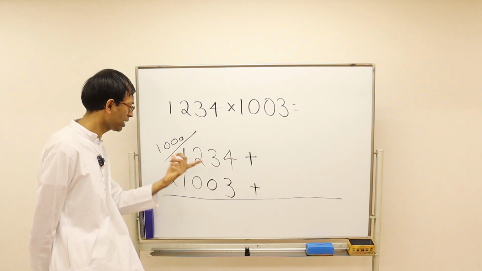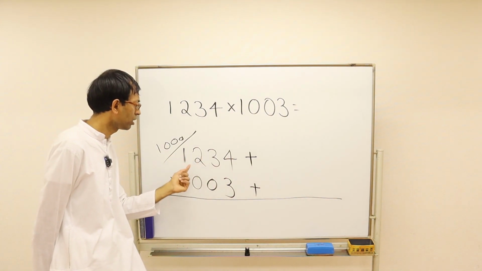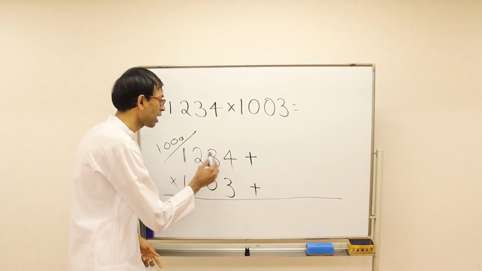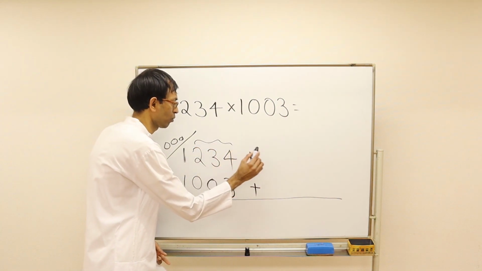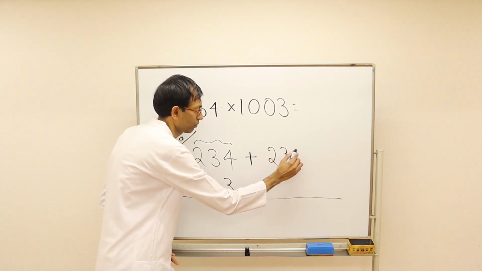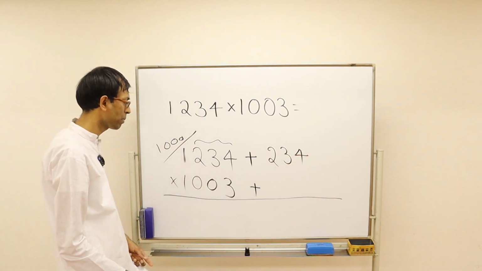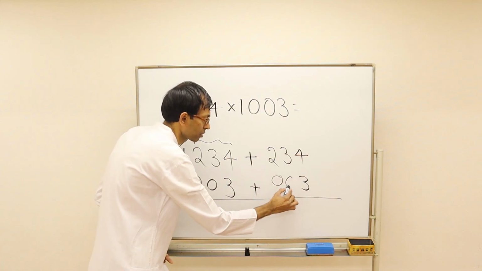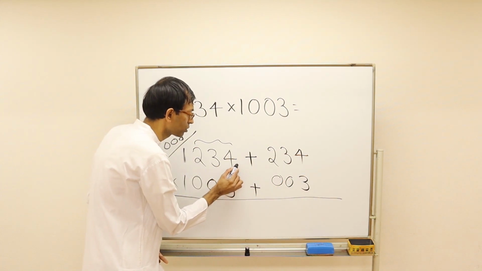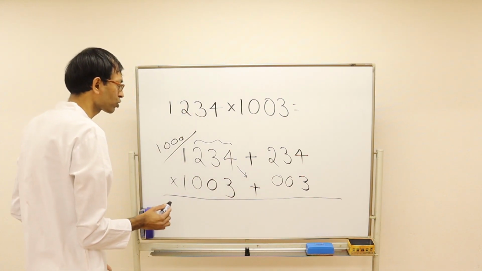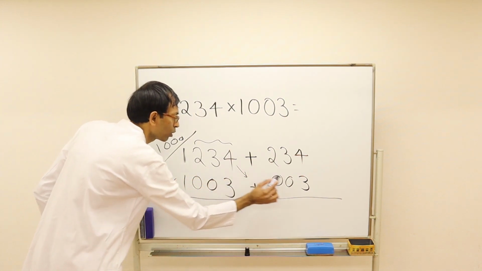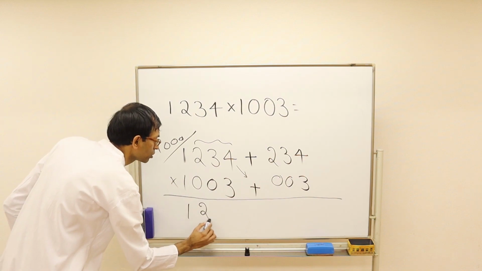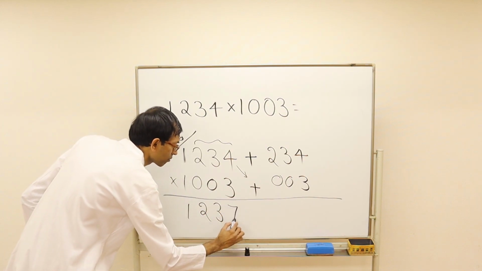Okay, we can go here. This number is how much above 1000? This one is 2, 3, 4 above the base. And this one is 3 above the base. The first part of the answer is simply the diagonal calculation. So it's 1, 2, 3, 4 plus 3, which is 1, 2, 3, 7.